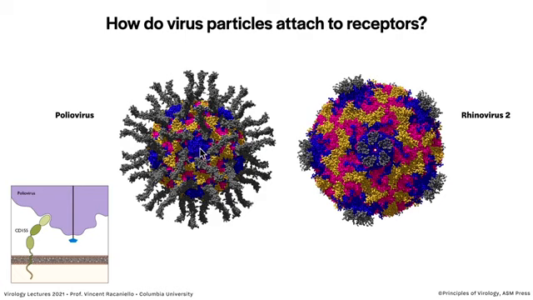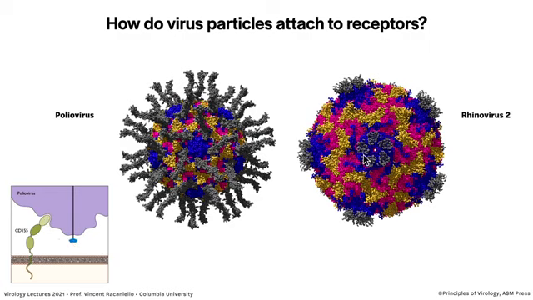And here's a five-fold axis, and there are 1, 2, 3, 4, 5 around each five-fold axis. So what we learned is that the receptor fits into a little groove on the surface of the particle. So here's the receptor, CD155, domains 1, 2, and 3. And domain 1 is sticking into this little groove around the five-fold axis.